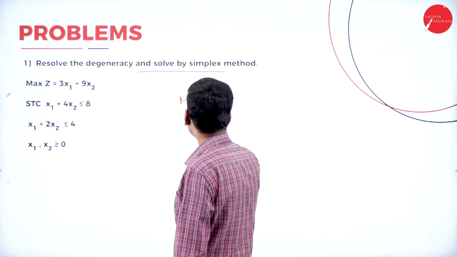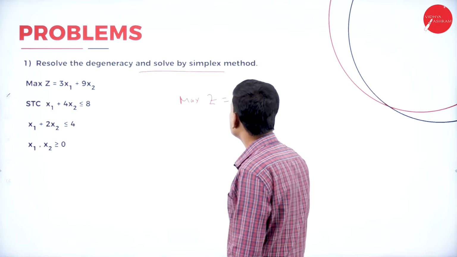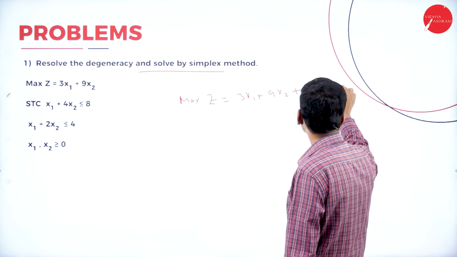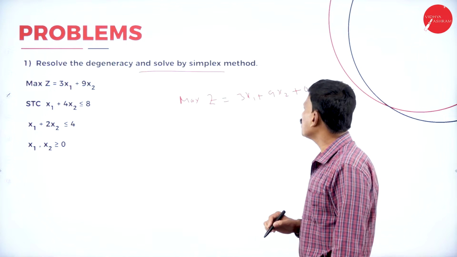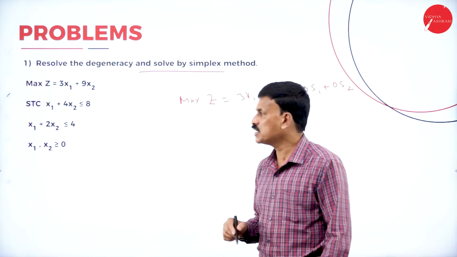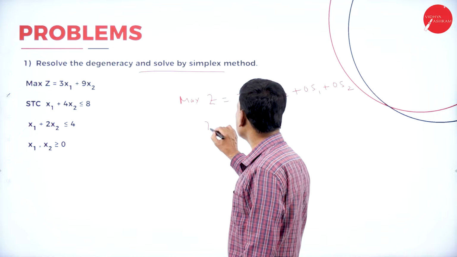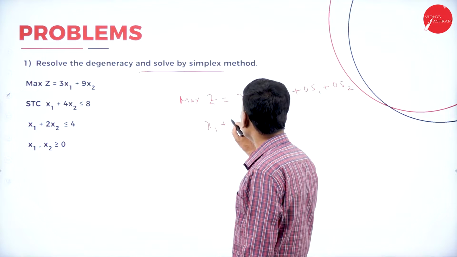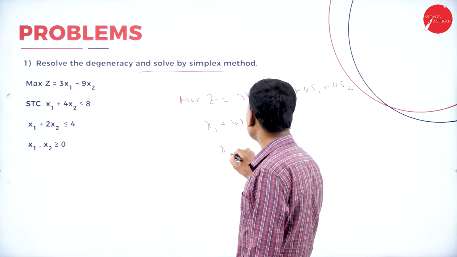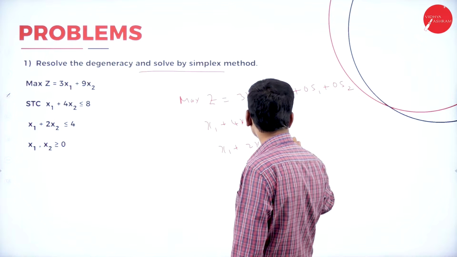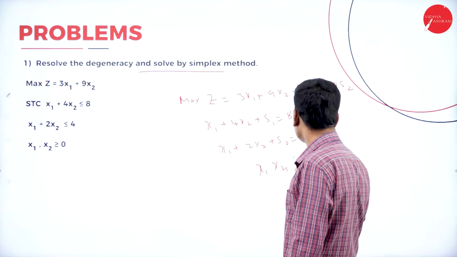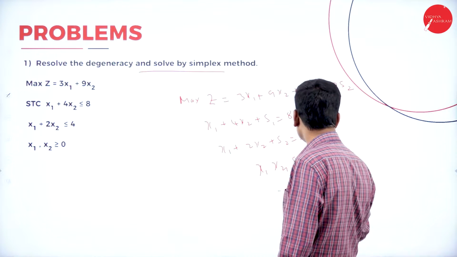What is given is max z equals 3x1 plus 9x2, taking the coefficients of s1 and s2 as 0 and 0. So this becomes 3x1 plus 9x2 plus 0s1 plus 0s2, introducing slack and surplus variables. This is subject to the constraints x1 plus 4x2 plus s1 is equal to 8, and similarly the second equation is x1 plus 2x2 plus s2 is equal to 4, where x1, x2, s1, s2 are greater than or equal to 0.